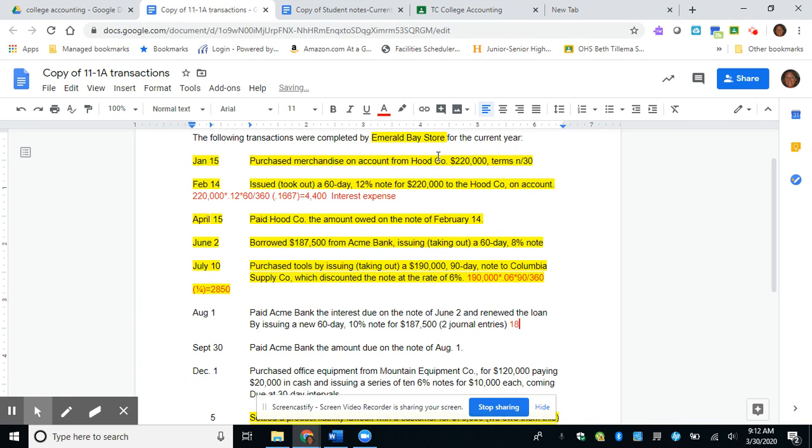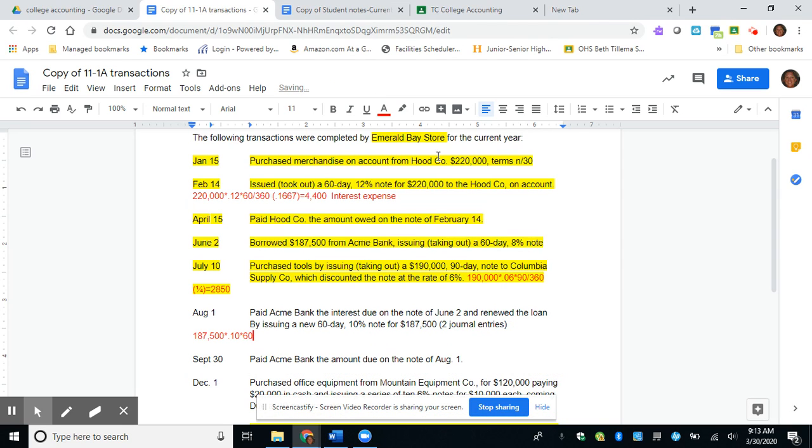On $187,500, I'm going to multiply that times 10% interest times 60 divided by 360, which equates into 0.1667. Multiply all of this out, and the amount of interest that I am paying is $2,500. Now, I'm only going to pay the interest. I'm not paying the note. So let's just take care of paying that interest expense.